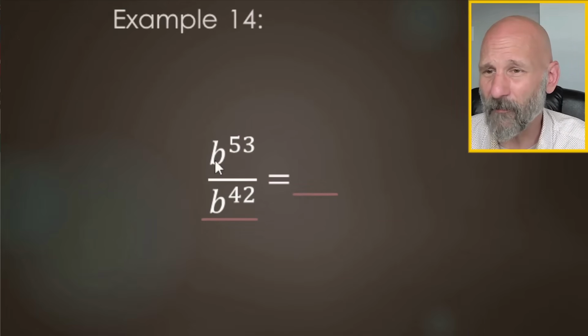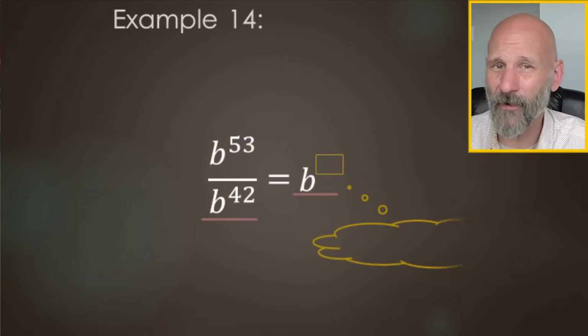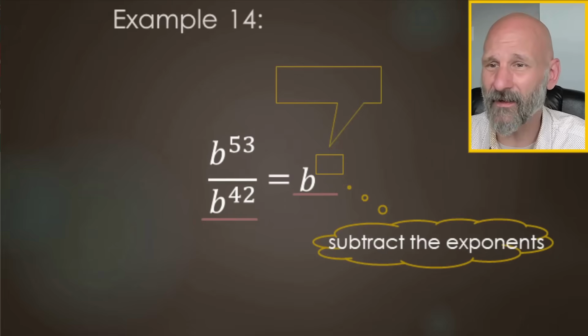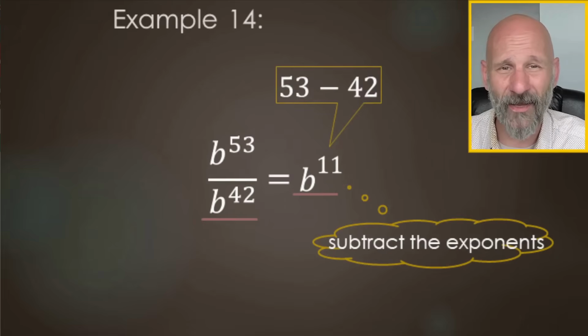So now we have b to the 53rd over b to the 42nd power. Well, that's going to make b to the, how do we find that one? Well, we're going to end up subtracting the exponents. So we're doing 53 minus 42, and that's going to make 11.